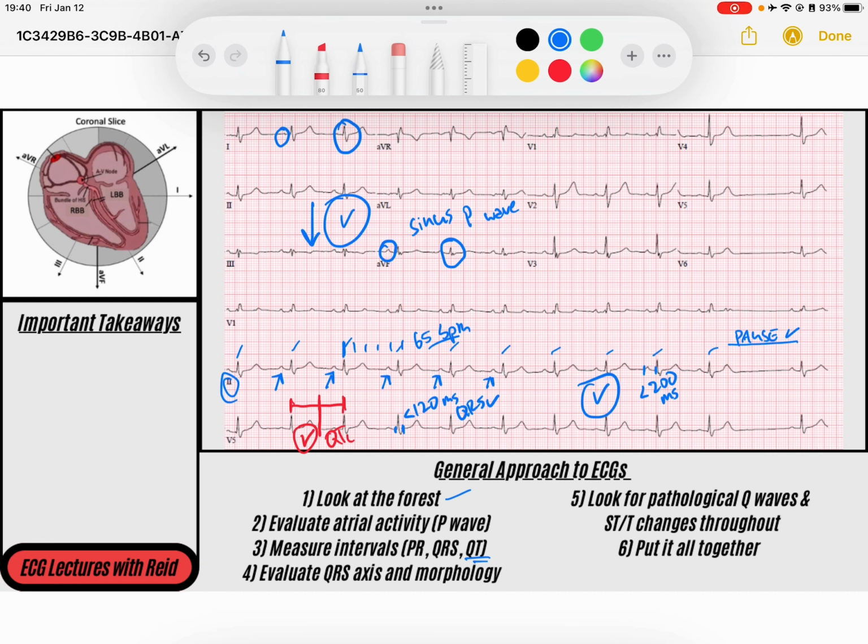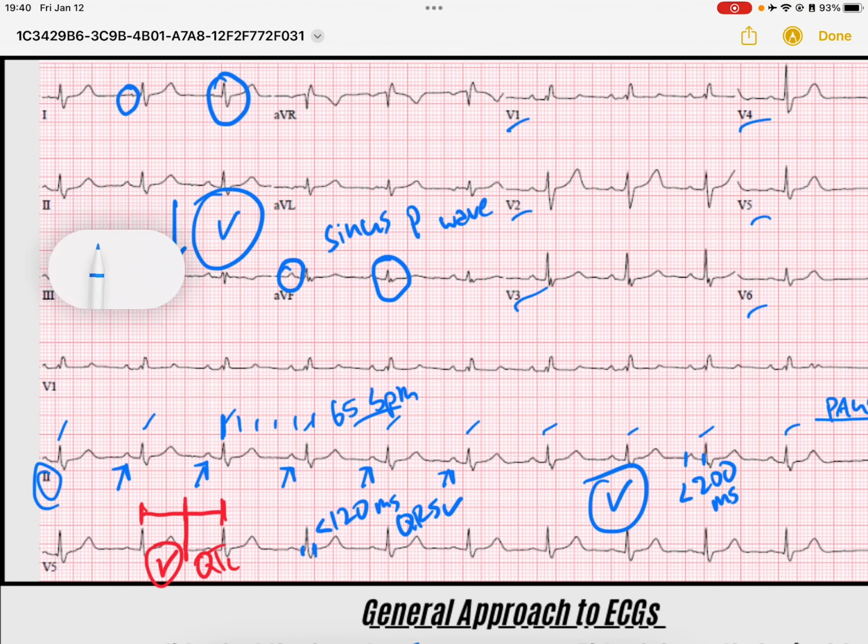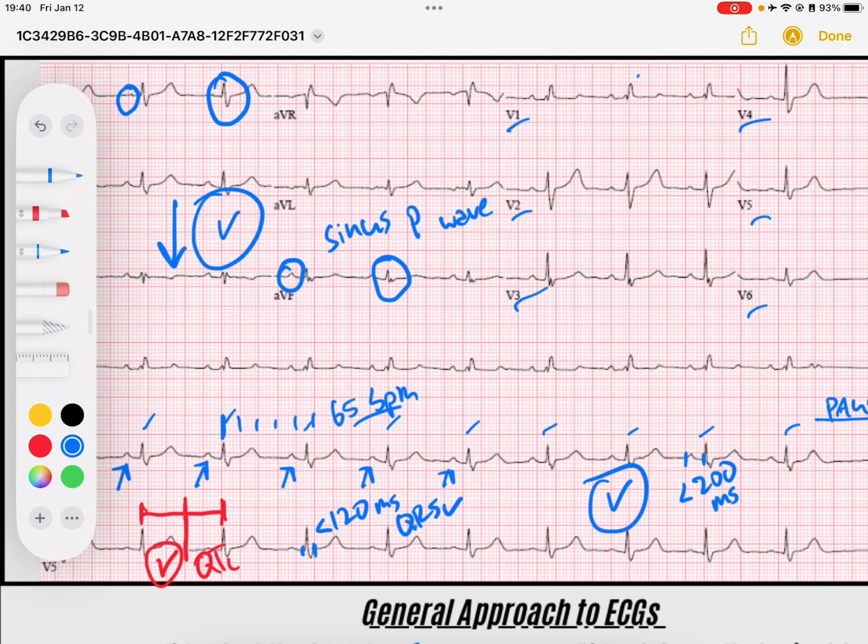It may be almost rightward, and as I scan through, I like to look for good R wave progression through my precordial leads. What I notice here is if I zoom in to lead V1, I've got this kind of funky looking QRS complex that almost looks as if it's an RSR prime. And so I would say that this is an RSR prime morphology in V1, which makes me think, is this a right bundle branch block?